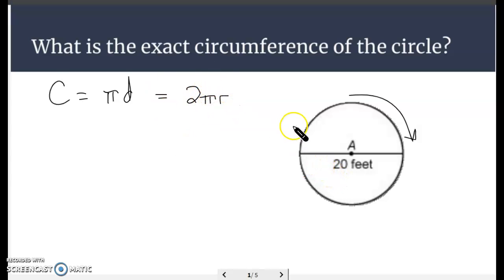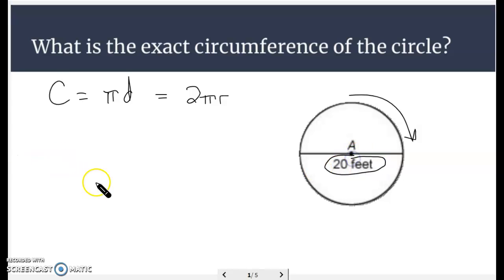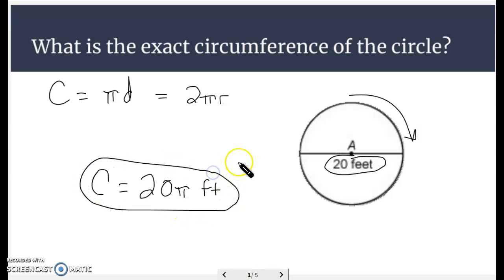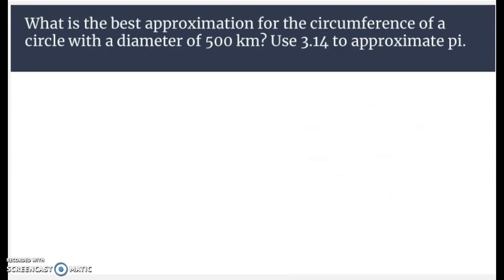So in this problem, the diameter is 20 feet. So we would say the circumference is simply 20 times pi feet. It is just that simple. Notice the expression for finding the exact circumference keeps pi in the answer. Let's look at another one here.